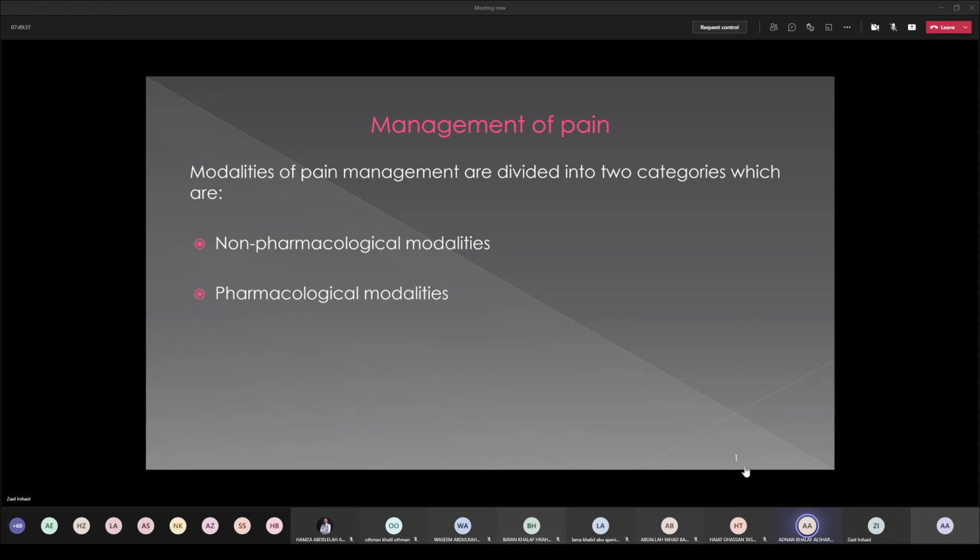Thank you all. My name is Adnan Sharafat, and today I will continue with you the part on management of pain up to epidural analgesia, and the difference between spinal and epidural analgesia and anesthesia. Regarding management of pain, the modalities of pain management are divided into two categories, which are non-pharmacological modalities and pharmacological modalities.